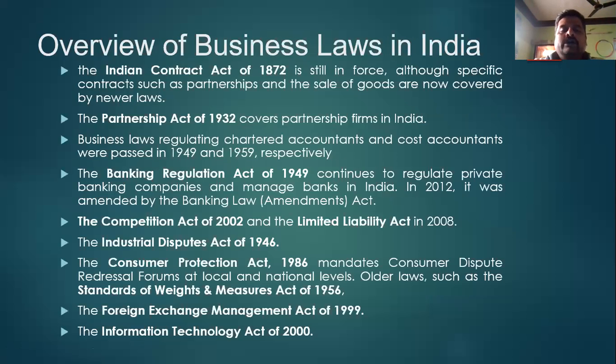Now, over the business law in India, the Indian Contract Act of 1872 is still in force. All the specific contracts such as partnership and sale of goods have been covered by newer laws. New acts, new laws have come into force. The Partnership Act of 1932 covers partnership firms in India: how a partnership firm is to be formed, what the partner's capital should be, what the drawings amount should be, and all these rules and regulations relating to partnership firms.